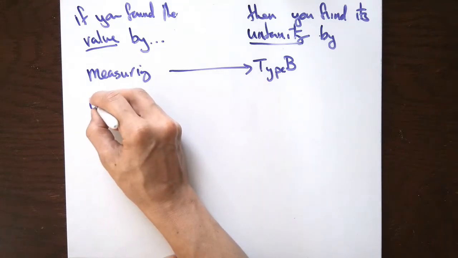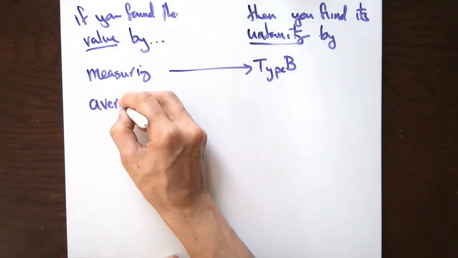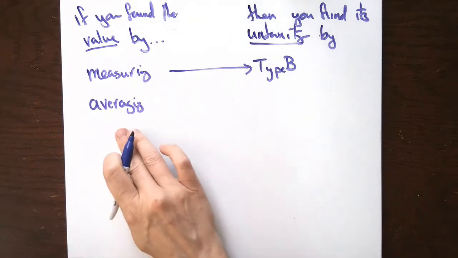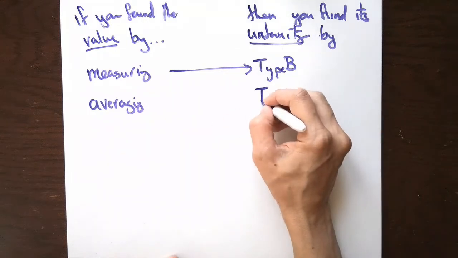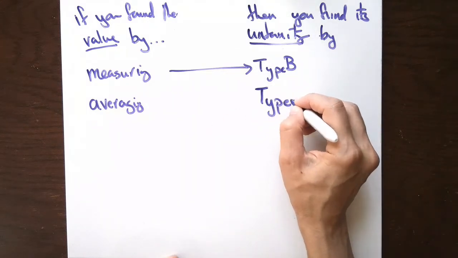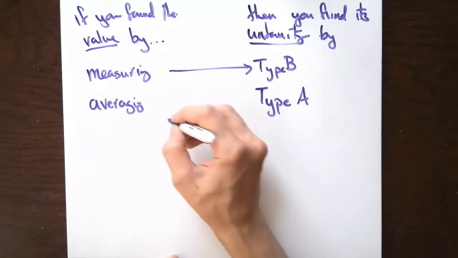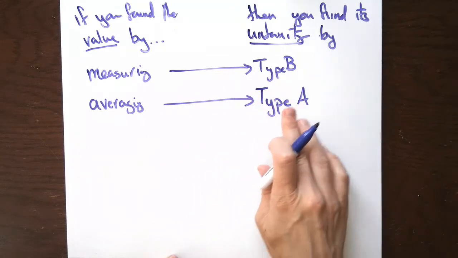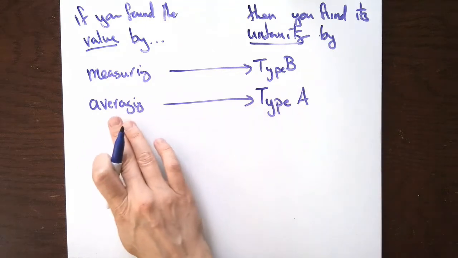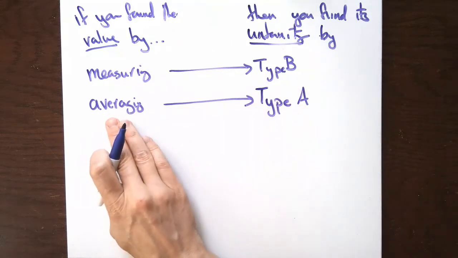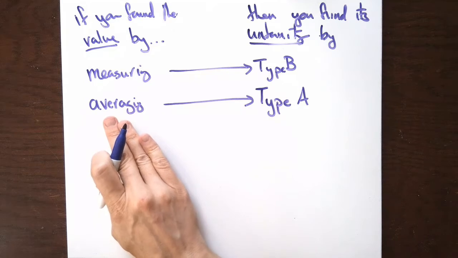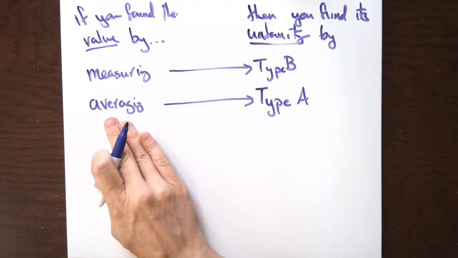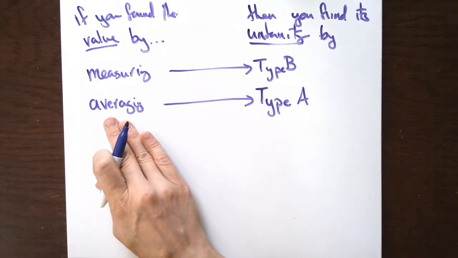If you found the value by averaging a whole bunch of different values, then you will find the uncertainty of the average by type A methods. And I want to just emphasize that the uncertainty is going to be the uncertainty of the average value. It's not the uncertainty of the individual values that you use to make the average value. We'll see how that plays out in the results from the free fall lab.